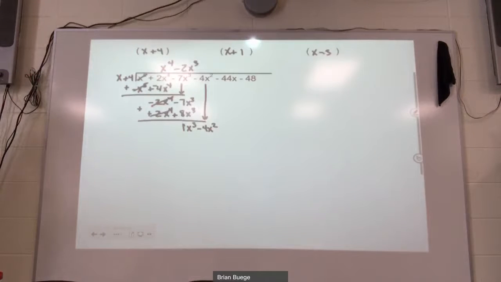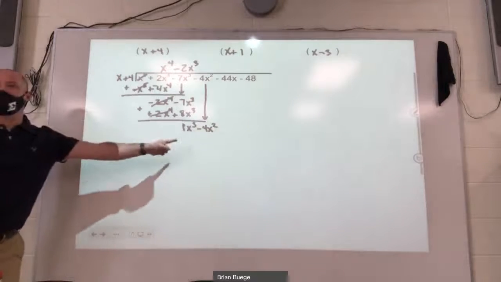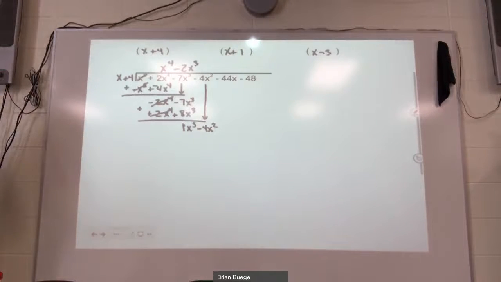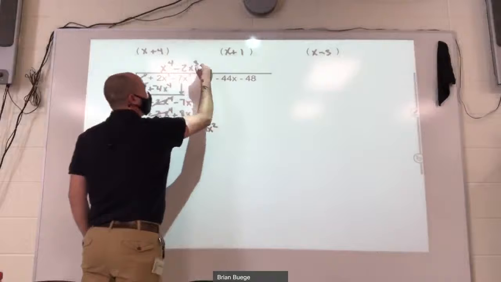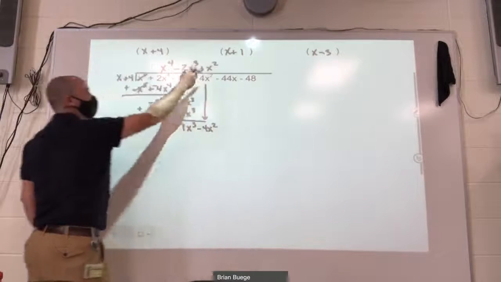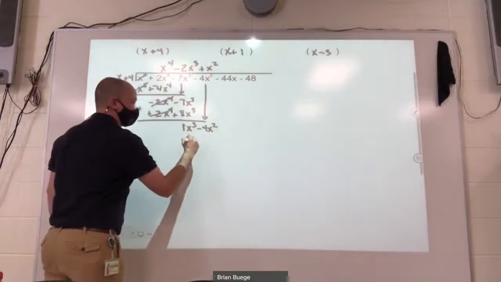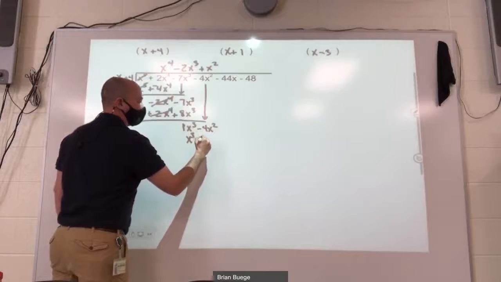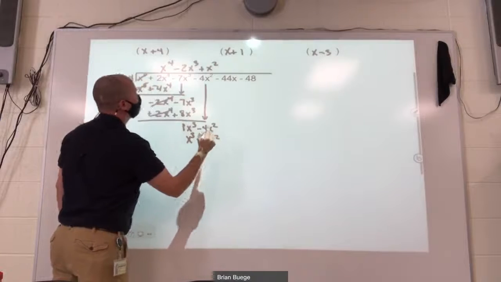All right, let's keep going. Now we start again. What do I multiply x by to get, in this case, x cubed? X squared. There's the next one. Multiply it through. I get x cubed plus 4x squared.